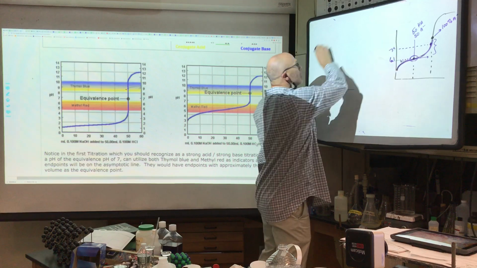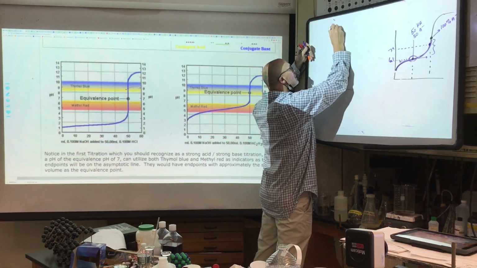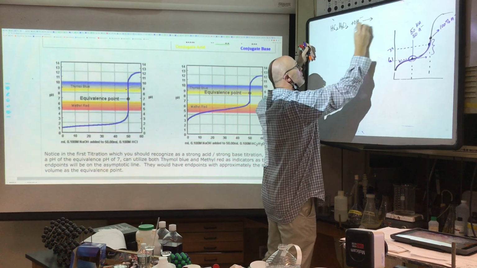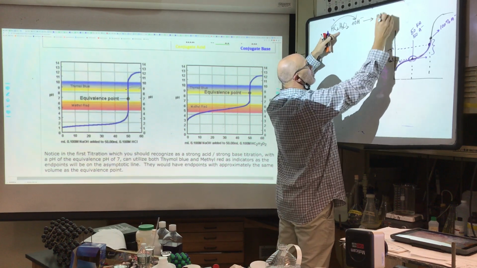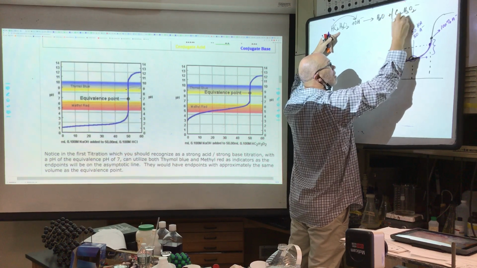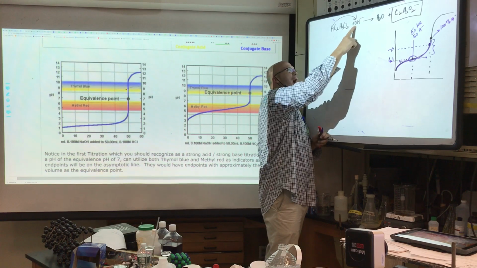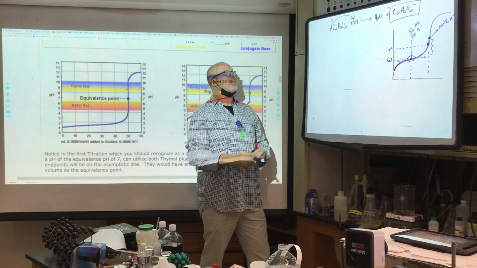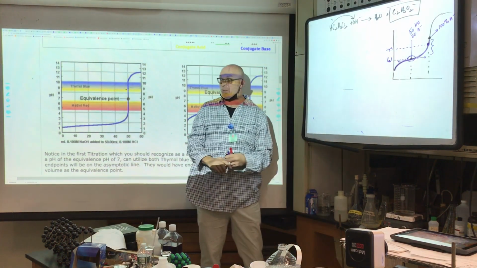I want to put it up here. We took acetic acid, HC2H3O2. We drove it forward with hydroxides. We ripped the H off. We made water, but we were left with what? C2H3O2 negative. That's the star of the show. And when we matched all the hydroxides with this, that's the equivalence point. That means we have 0% of these guys left, but 100% conjugate base.